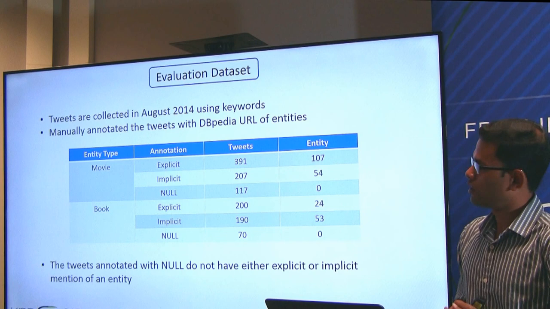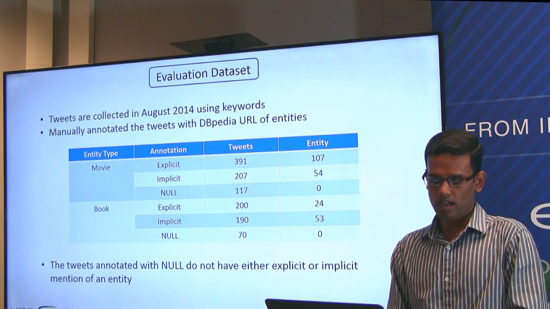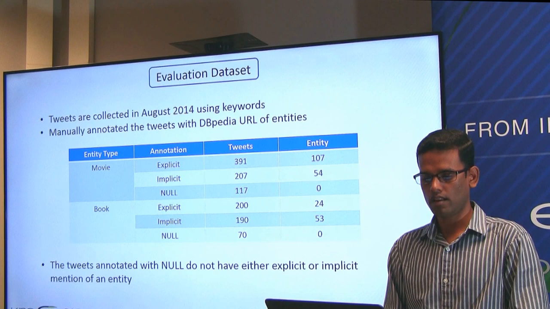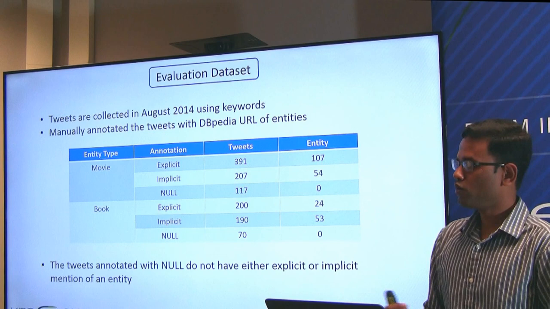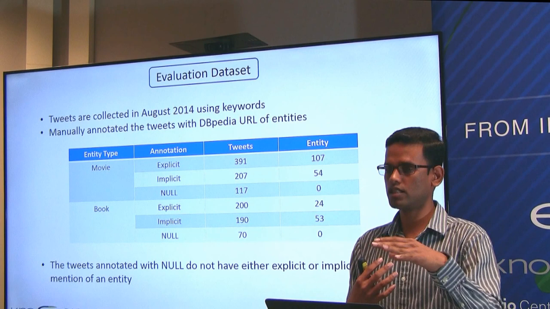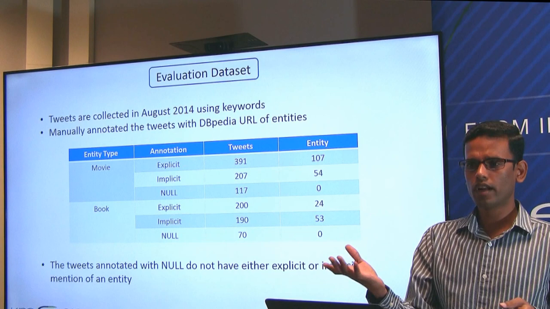To evaluate this work, again we had to create our own dataset, which we collected in August 2014. We used keywords like movie and film to create a dataset of movies, and then did the same thing for books, using book and novel. When you filter the tweets based on these keywords, you get tweets with explicit mentions, implicit mentions, and not mentioned at all. For example, in "let's have a movie night today", you have the term, but they are not talking about a particular movie. That is what this data set is.